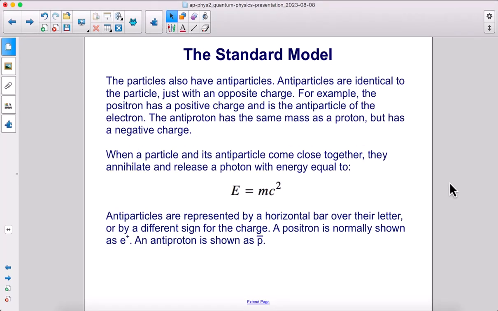The particles also have antiparticles. Antiparticles are identical to the particle, just with an opposite charge. For example, the positron has a positive charge and is the antiparticle of the electron. The antiproton has the same mass as a proton, but has a negative charge. When a particle and its antiparticle come close together, they annihilate and release a photon with energy equal to mc². Antiparticles are represented by a horizontal bar over their letter, or by a different sign for the charge. A positron is normally shown as e+. An antiproton is shown as p with a bar on top.